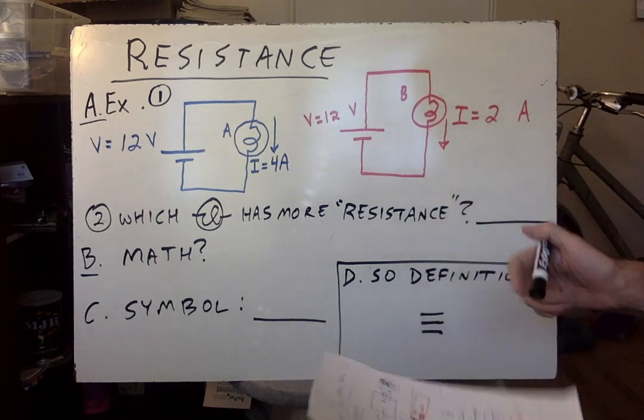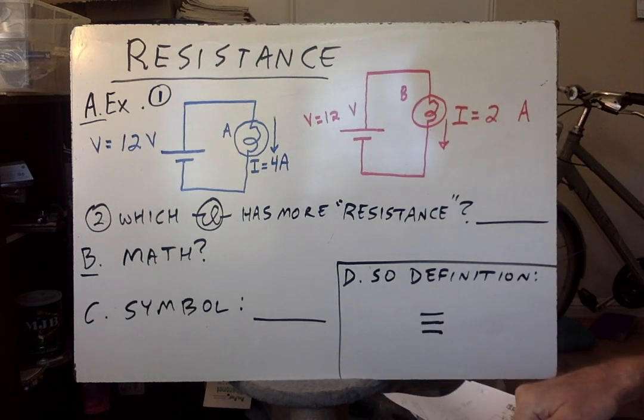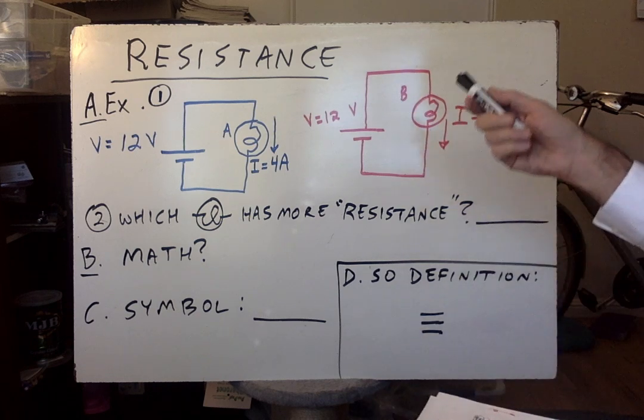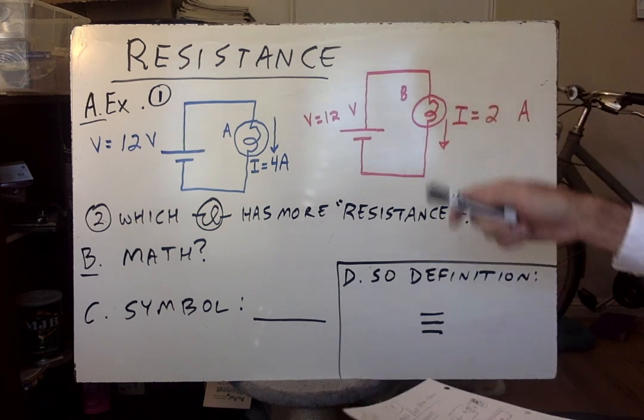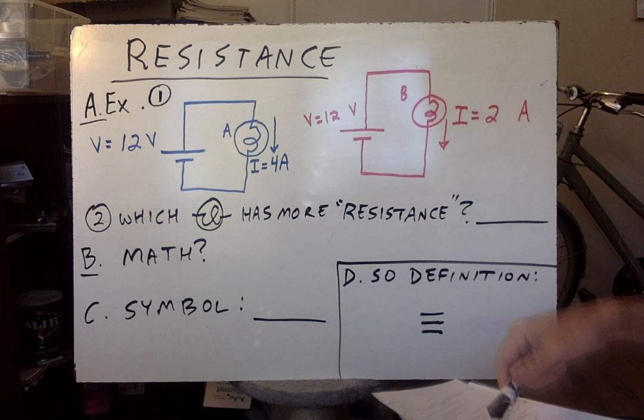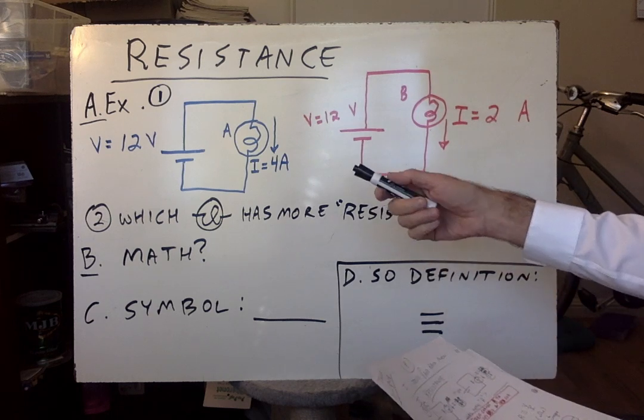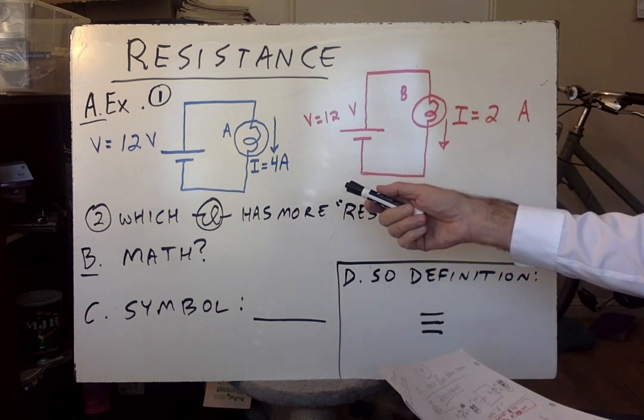The big three electrical quantities are voltage, current, and resistance. And in this video, you'll learn what resistance is. And we'll start as we often do with an example, a situation.